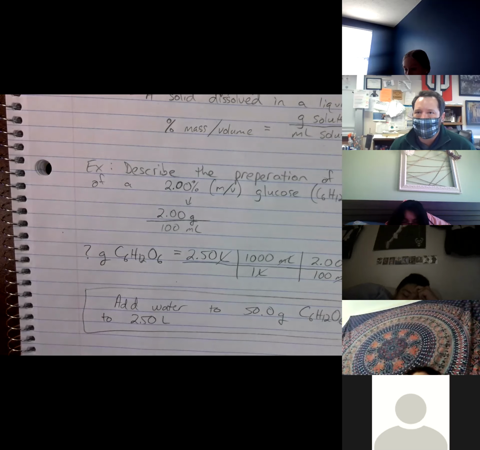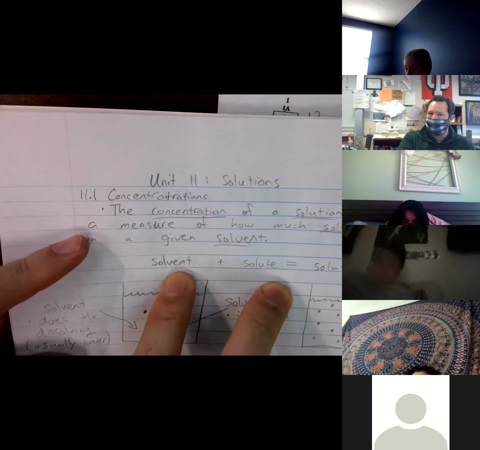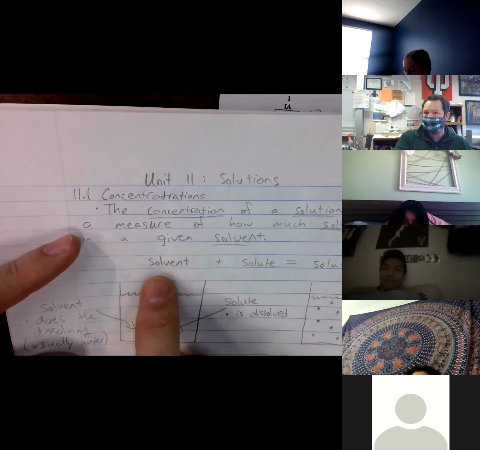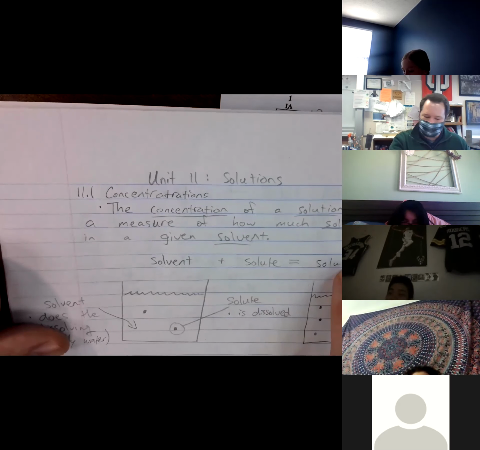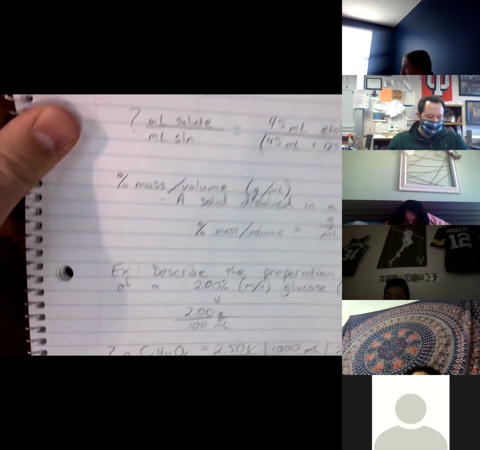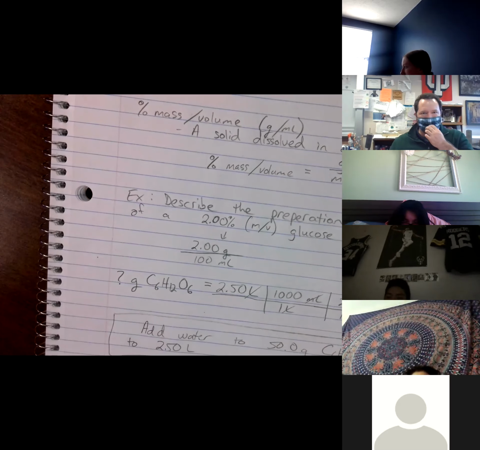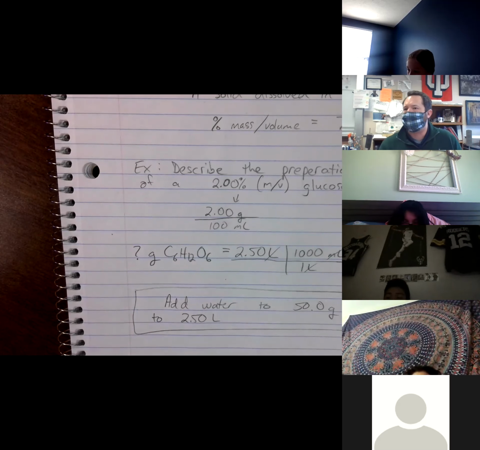Because I'm not going to use 2.5 liters of water. Remember, the solution is both of them together. If I have just 2.5 liters of solvent, I'm going to have more than 2.5 liters of solution because my solute will knock it up a little bit. So getting the wording right is the last little trick to that type of problem. You want to add the water to the sugar, not the other way around. Questions?